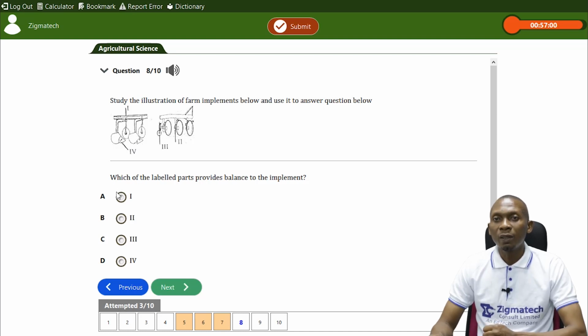Still on this implement, the next question says, which of the labeled parts provide balance to the implement? Now we can see from the disc plow, number 3, this is the furrow wheel, and the furrow wheel is for balancing of the implement. So the answer here is C.